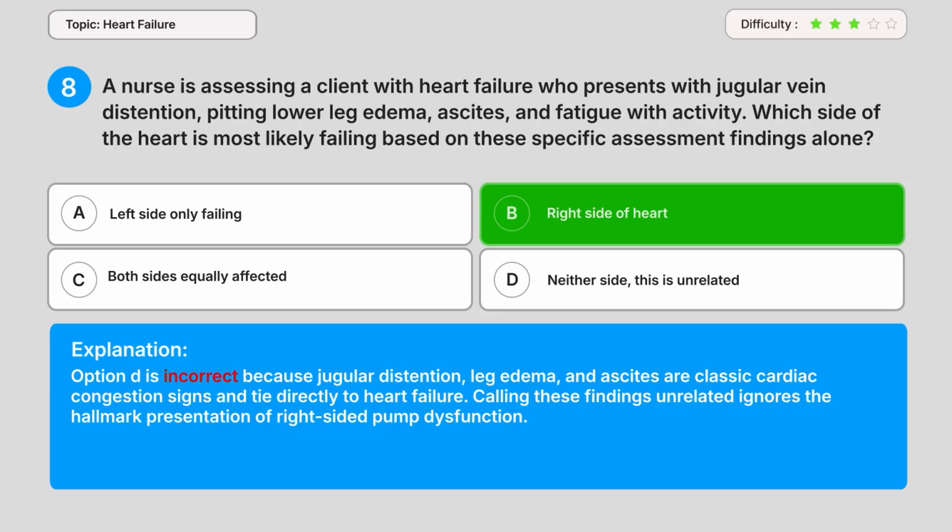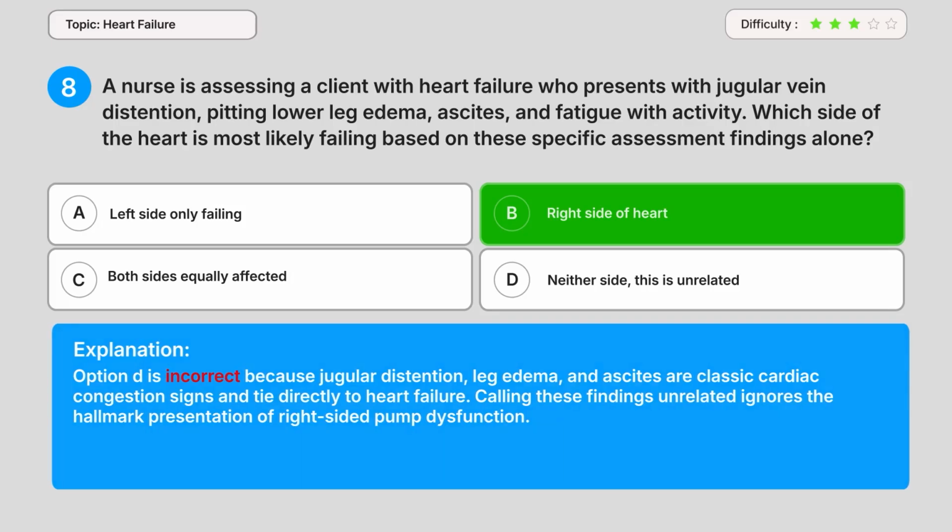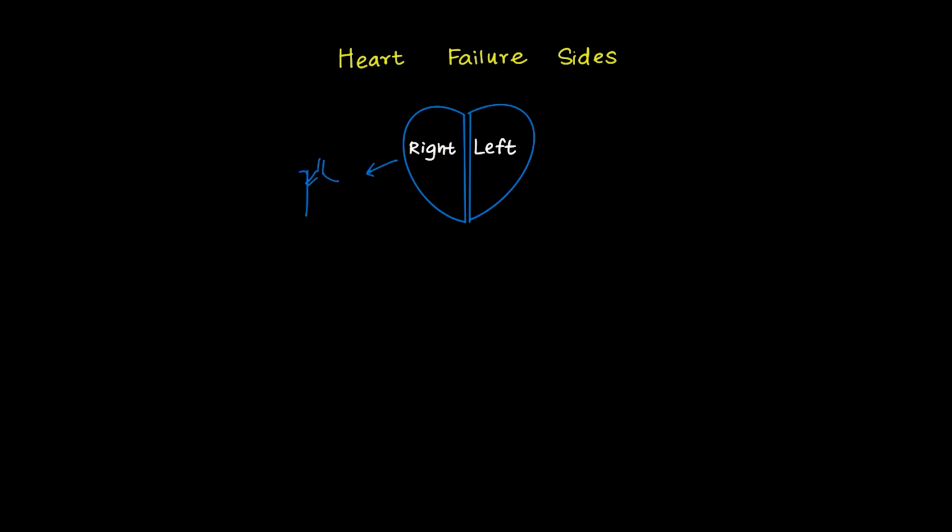Calling these findings unrelated ignores the hallmark presentation of right-sided pump dysfunction. Let's walk through where the blood backs up, because that tells you which side of the heart is failing. Think of the heart as two pumps. The right side takes blood from the body through the veins and pushes it to the lungs. The left side takes oxygenated blood from the lungs and pushes it out to the body. When the right pump fails, blood backs up behind it, into the big veins and then into the body tissues.